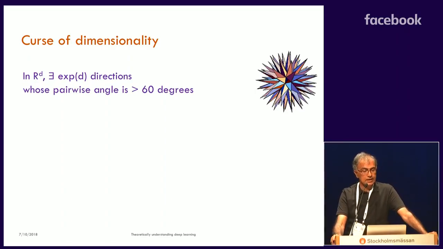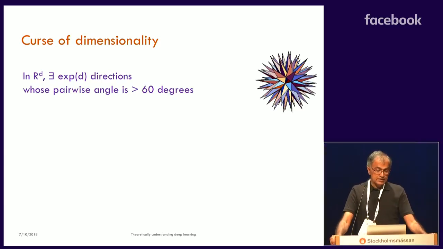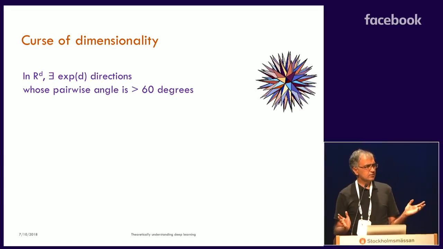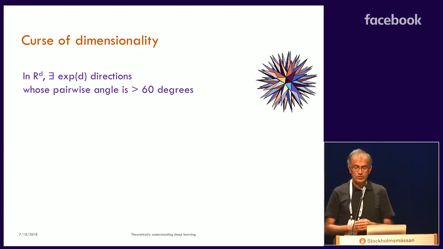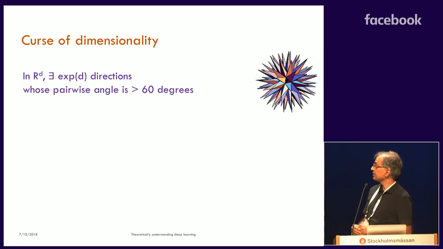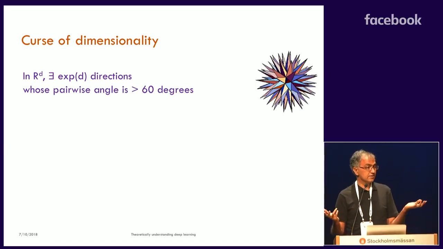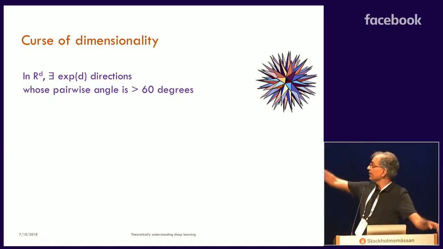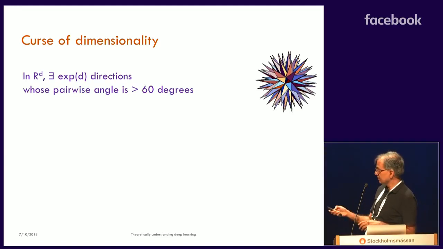There's a simple fact about high-dimensional geometry, which is not always known. I remember when I first learned about it, I was quite surprised. It's this fact that there are a lot of distinct directions in D dimensions. In D dimensions, there are exponential in D directions whose pairwise angle is at least 60 degrees. I've illustrated that using this sea urchin figure, this spiny figure.